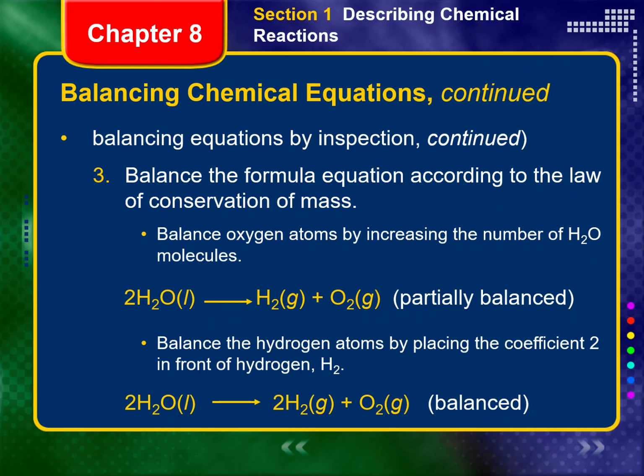The formula equation in our example shows that there are 2 oxygen atoms on the right and only 1 on the left. To balance oxygen atoms, the number of H2O molecules must be increased. Placing the coefficient 2 before H2O gives the necessary 2 oxygen atoms. The coefficient 2 in front of H2O has upset the balance of hydrogen atoms, however. Placing the coefficient 2 in front of hydrogen, H2, on the right gives an equal number of hydrogen atoms, which is 4, on both sides of the equation.